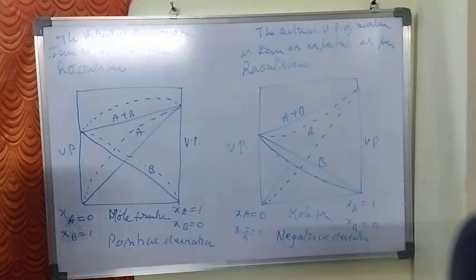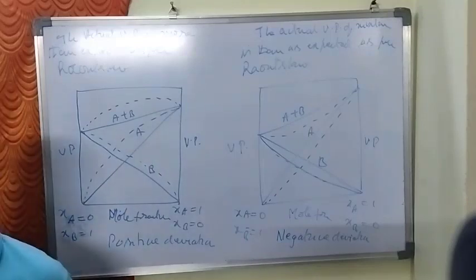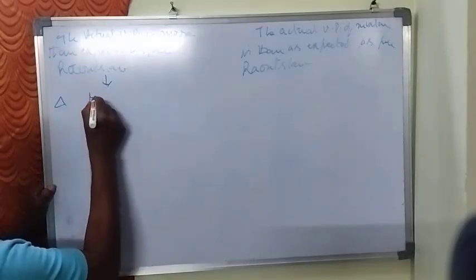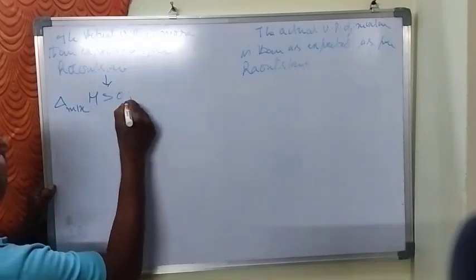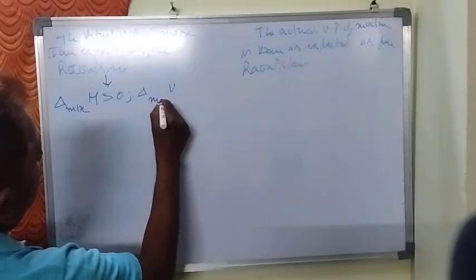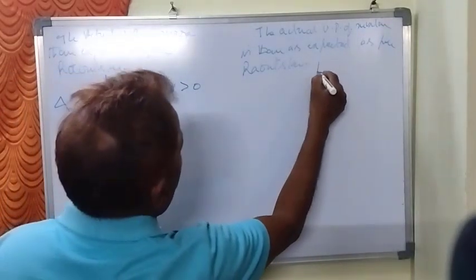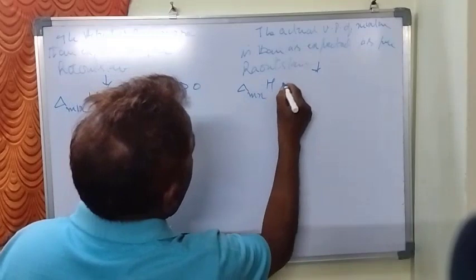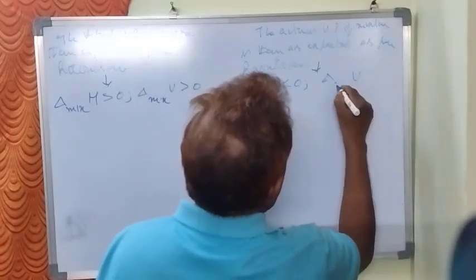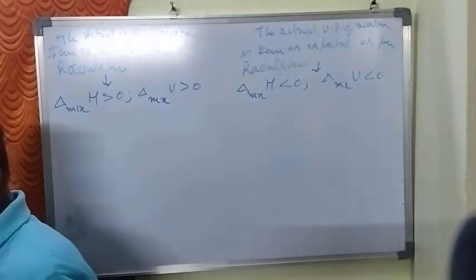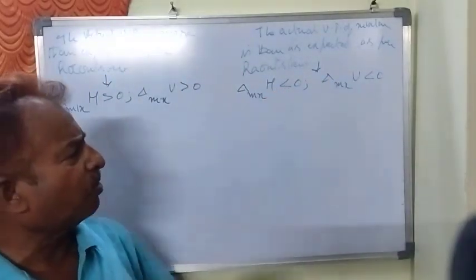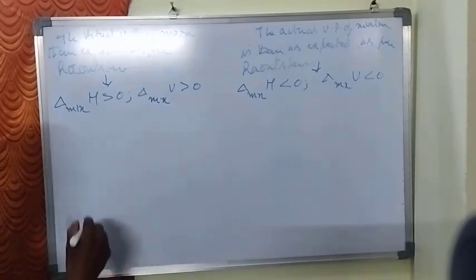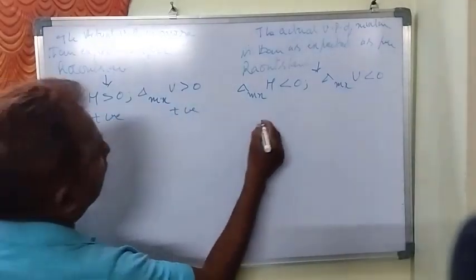Now what are the examples for positive deviations and negative deviations? Let us see some examples. During the formation of a non-ideal solution showing a positive deviation, delta H mix is greater than 0. Similarly, delta V mix is greater than 0. In the same manner, for solutions which show negative deviation, delta H mix is less than 0. Delta V mix is less than 0. Delta H mix and delta V mix both are less than 0, whereas in this case delta H mix and delta V mix both are more than 0. More than 0 means positive. Here negative.